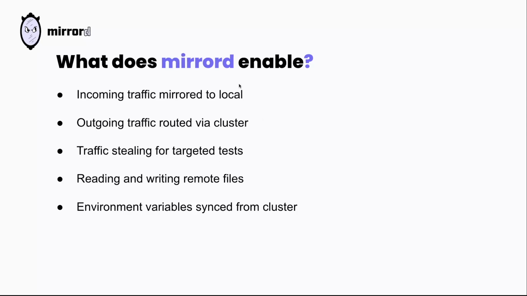Then secondly, when we sent traffic to the cluster, that was mirrored to our locally running process, and we saw this in action when our breakpoints were hit. And this applied to both incoming and outgoing traffic. So mirrord mirrors incoming traffic to the cluster to your locally running process, and the outgoing traffic from your local process gets routed via the cluster.